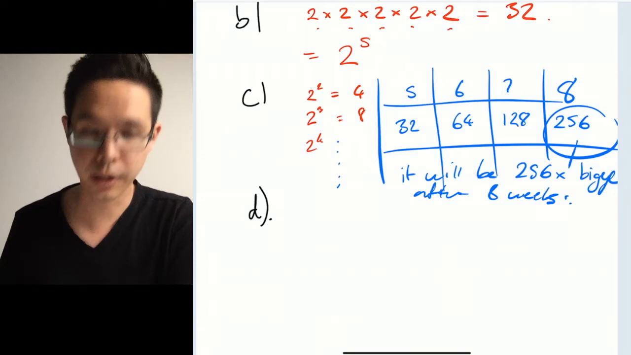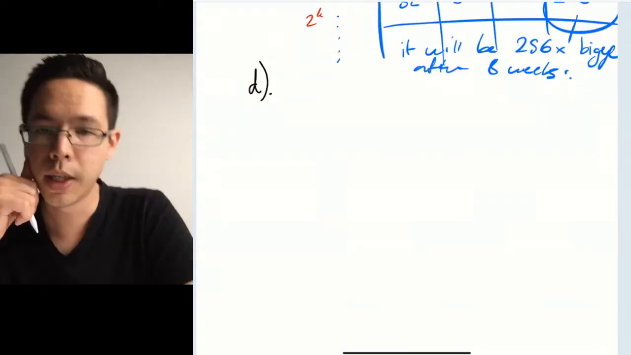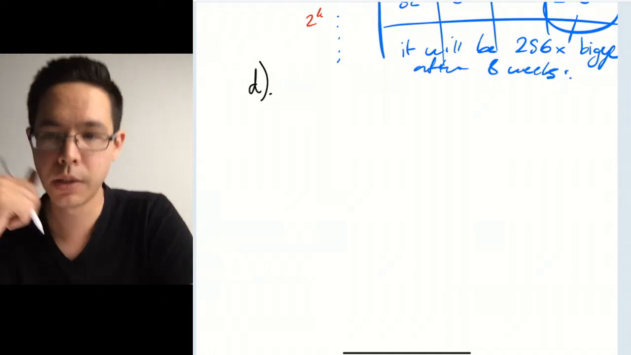Letter D. Write an expression using powers or index notation that describes how many times bigger the mouse will be after n weeks of life.